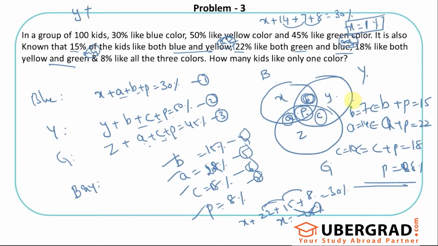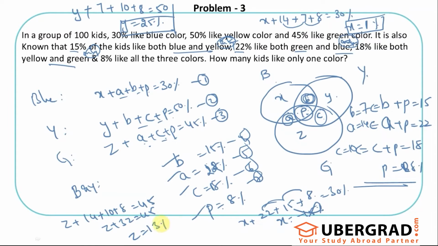Now let's come to the second equation. Y plus B is 7, C is 10 and P is 8 is equal to 50%. 17 plus 8, 25. So 50 minus 25 is 25%. That Y is 25%. Similarly for Z, it will be Z plus A is 14, C is 10 and P is 8 is equal to 45. So 24, 32. So Z plus 32 is 45 and Z is 13%. Right? So basically this is wrong because we are getting a negative value.